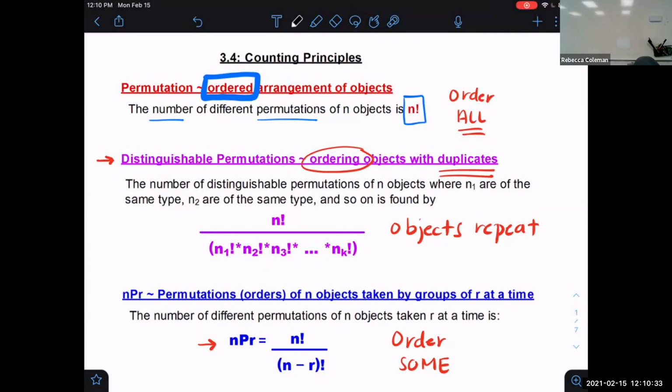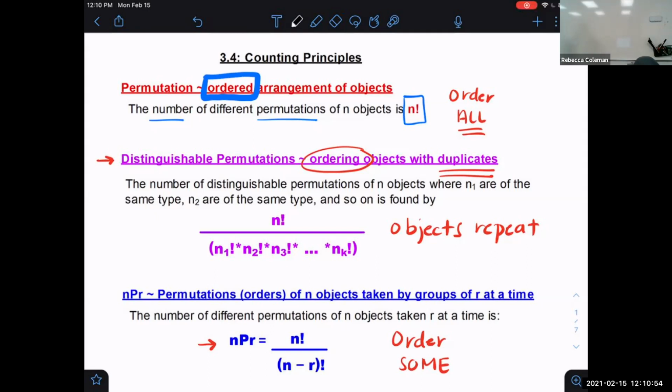As you're working through the homework in 3-4, you're going to have to decide which one of these rules is appropriate to use, and that's how you do it. Is it in order? And then am I ordering all different objects? Do I have repeating objects, or am I just ordering some?